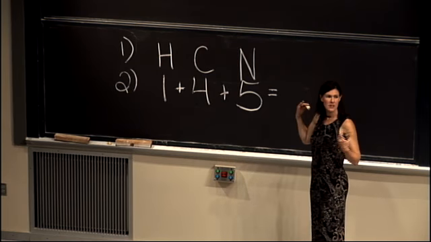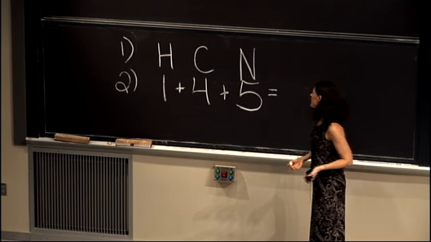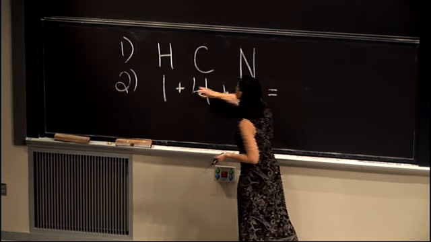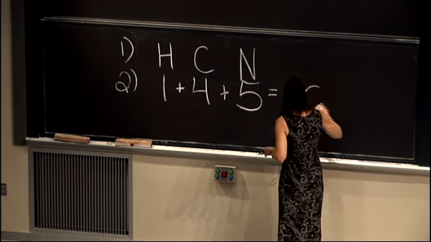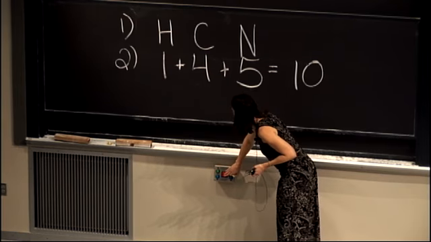So in order to figure out the complete number of valence electrons in our molecule, we just add 5 plus 4 plus 1. So we end up having 10 valence electrons.